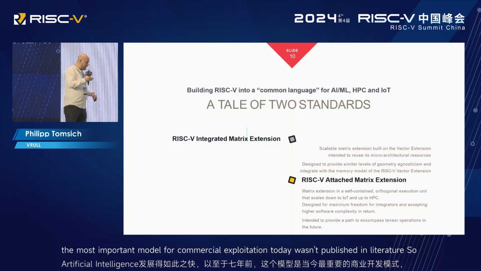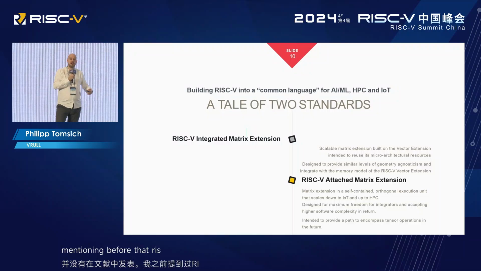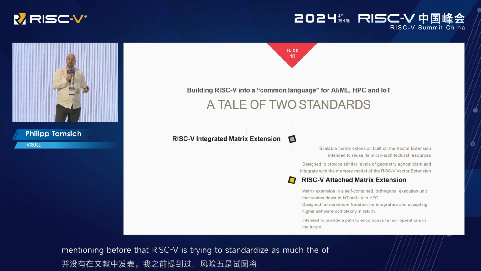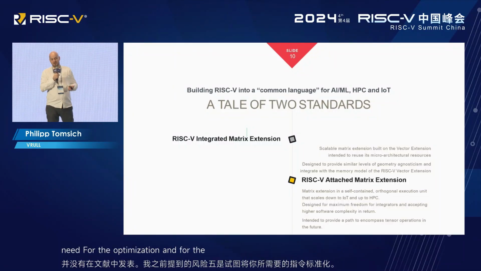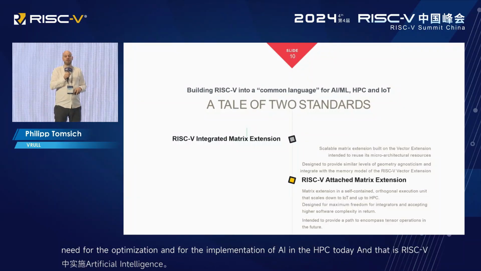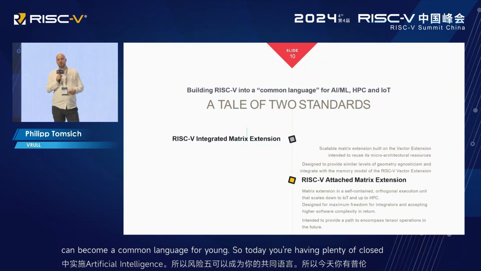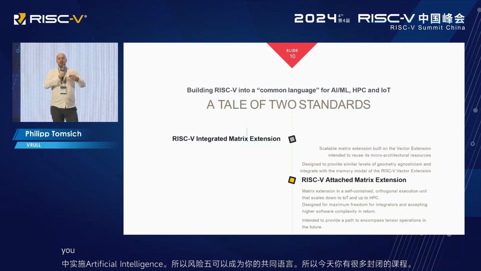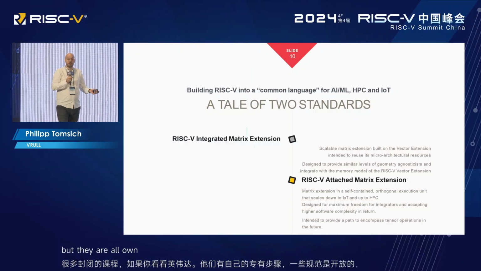So I was mentioned before that RISC-V is trying to standardize as much of the instructions that you need for the optimization and for the implementation of AI and HPC today. And that is so RISC-V can become a common language for AI. So today you're having plenty of closed platforms, plenty of closed solutions. If you look at NVIDIA, they have their own proprietary stack. Some of the specifications are open, but they're all owned by them. And they have restrictions on what you can do on other hardware with it.